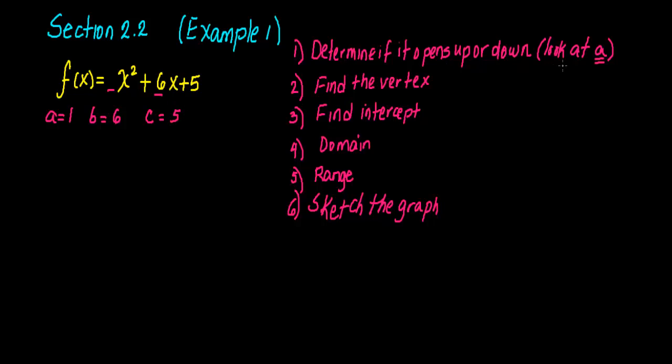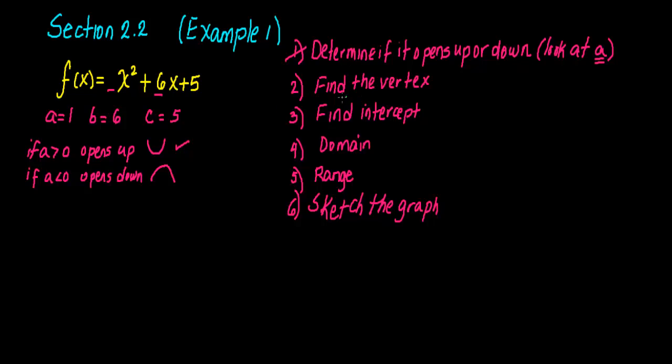How do I know if it opens up or down? By looking at A. If A is greater than 0, that means if it's a positive number, then it opens up. That means when I sketch my graph, the parabola is going to look like a U shape. If A is less than 0, then that means that the parabola opens down, and it will look like a sad frown. So since our A is equal to 1, that means A is positive. I know that the parabola opens up. So I'm done with number 1.